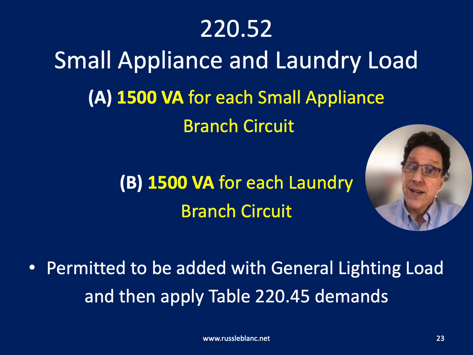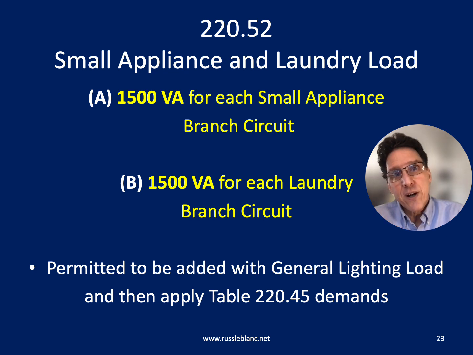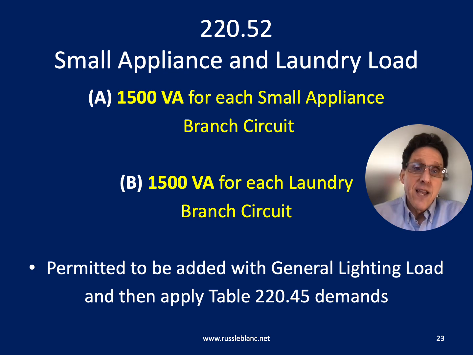And if you have a fourth, then it's another 1,500 volt amps, right? And that's just the way it's worded. If you read the wording there, 220.52(A), it doesn't talk about the required branch circuits. It talks about the circuits that are covered, right? And so two are required, all right? But you could have more than two. So if you have more than two, then you have an additional 1,500 volt amps for each small appliance circuit.